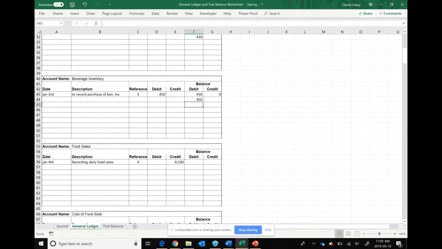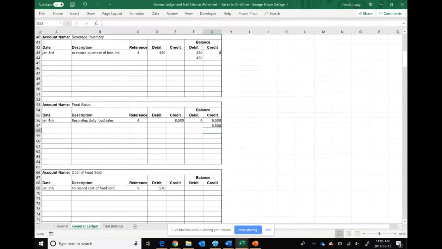We move down for food sales here. Again, because there's no debit information, the credit posting automatically becomes the balance because 8,500 minus 0 is a credit $8,500 balance. And again, a quick way to check to make sure you're posting these balances to the correct column is to ask yourself which column this account increases on. For example, revenue accounts increase on the credit side. Therefore, any revenue account would normally have a credit balance.